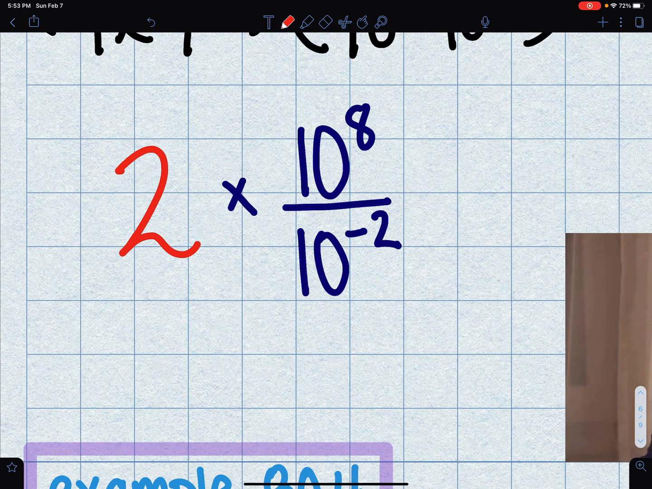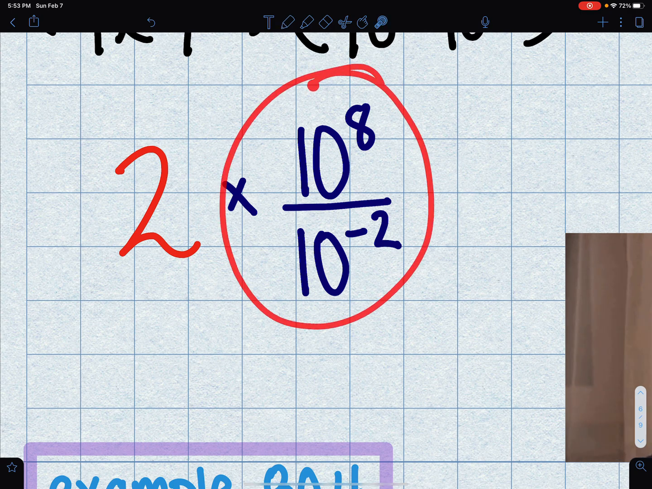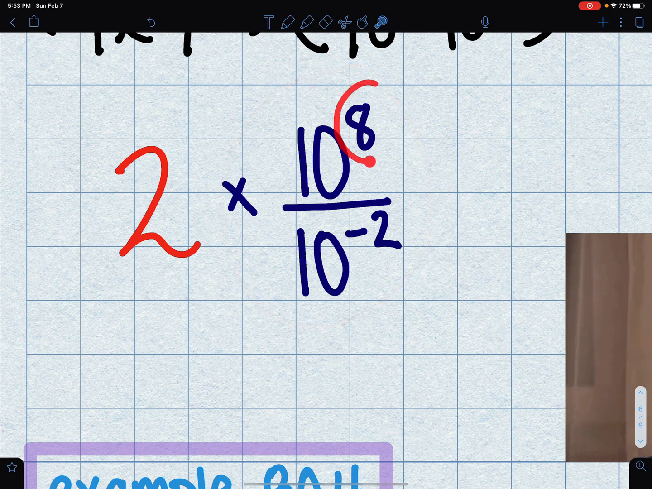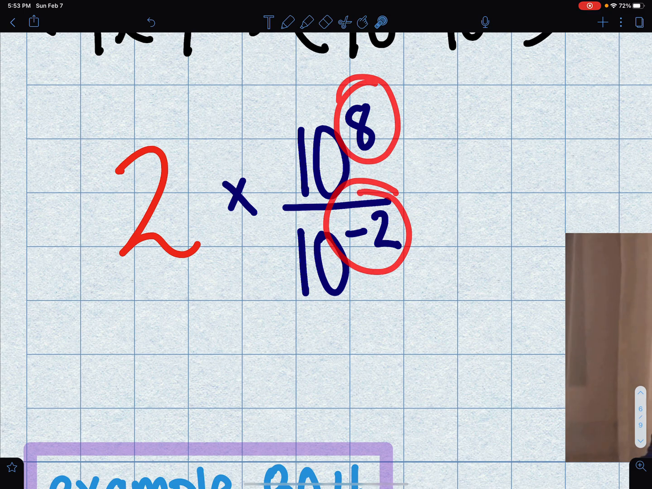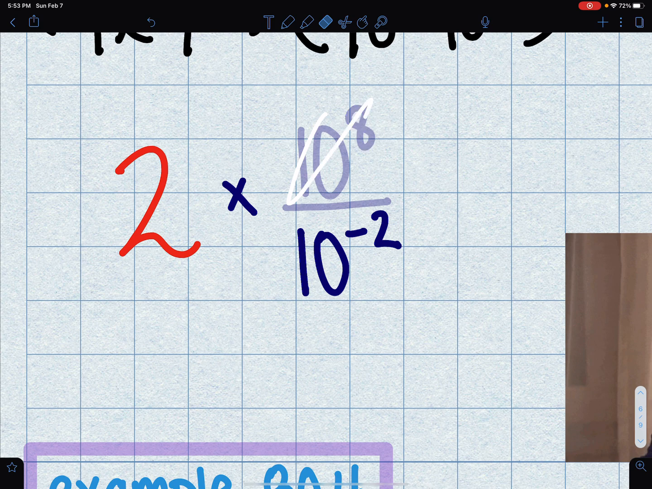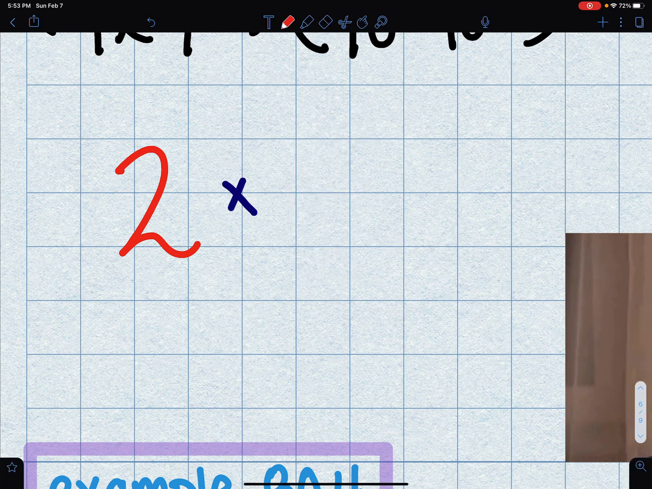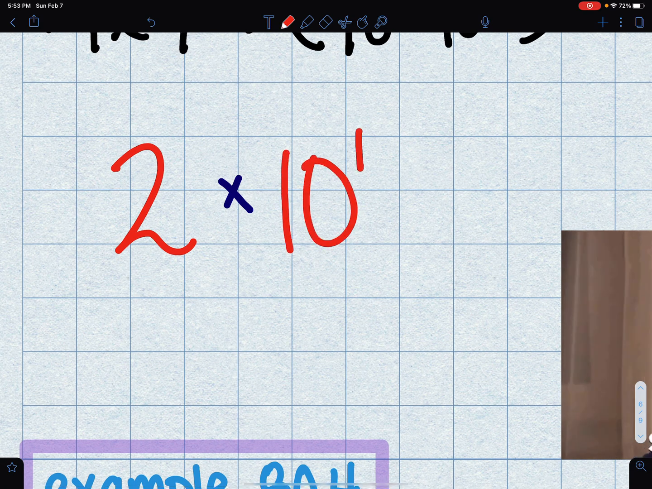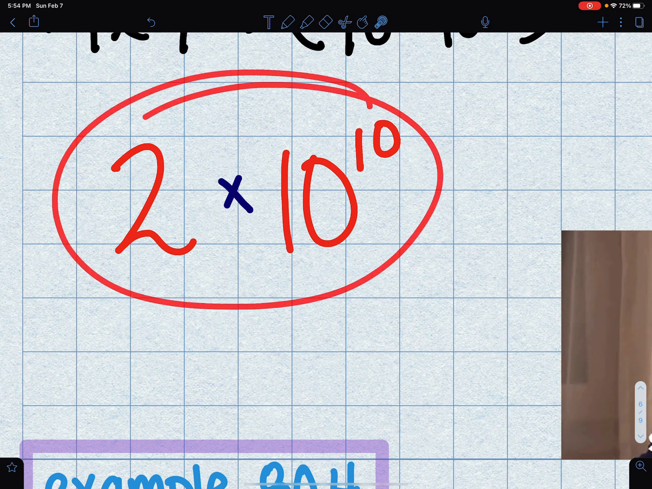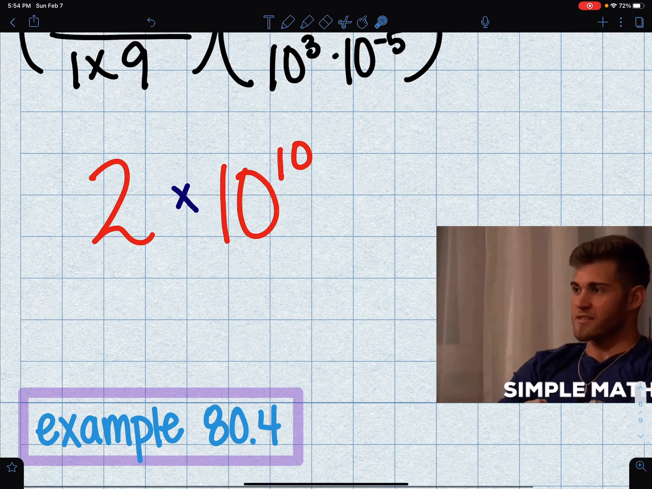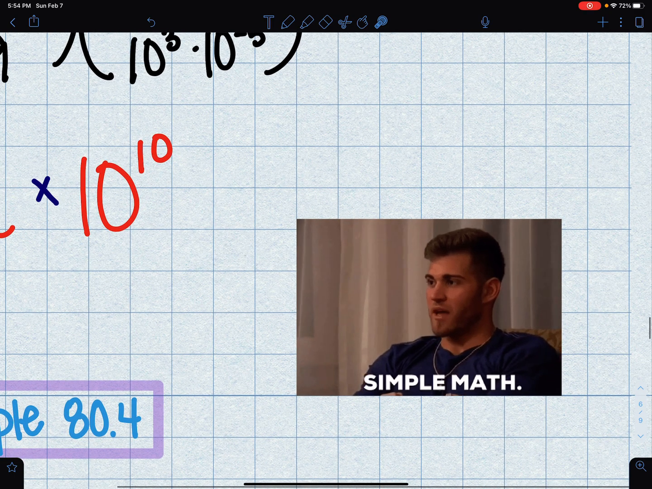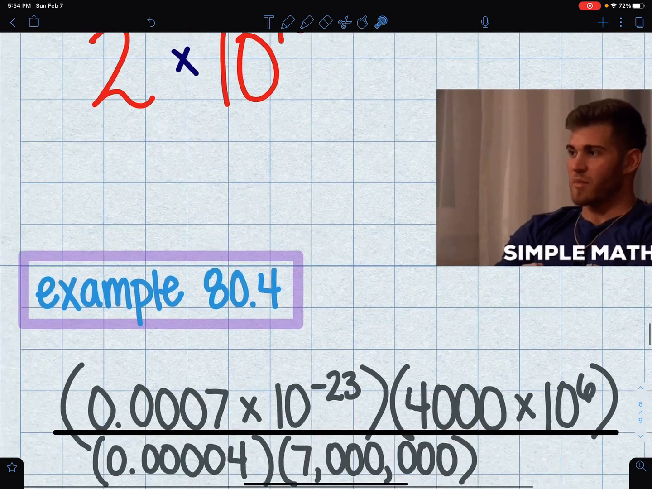Now what about this part? 10 to the 8th over 10 to the minus 2. When we divide, we're going to subtract. So 8 minus a negative 2 is going to be 8 plus 2, which is 10 to the 10th. So this is going to be times 10 to the 10th. And that's our answer. Final answer. Not changing it. That's what it is. All right. Simple math, right? Yeah, simple math. Doesn't get any more simple than that.